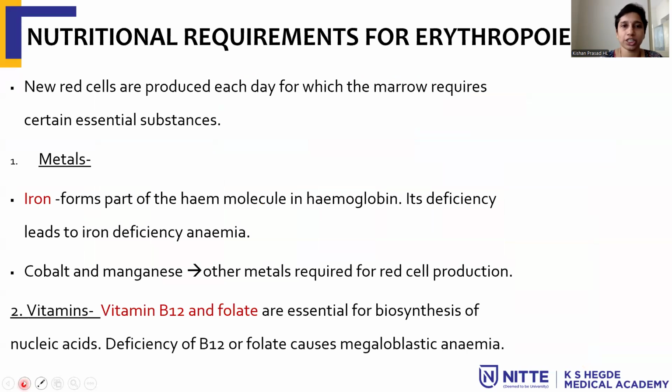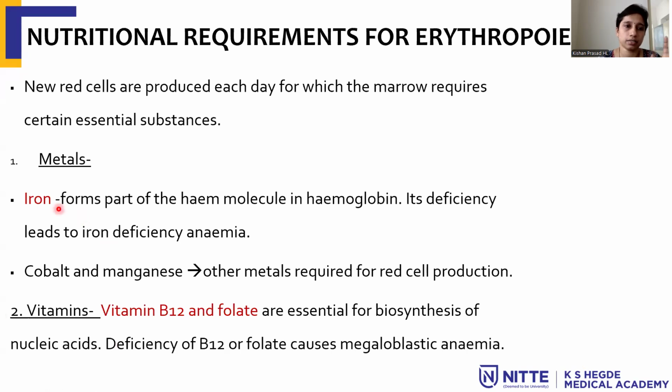So coming to nutritional anemia, what is nutritional anemia? These are anemias because of deficiency in various factors which are very essential for production of new RBCs. We have three types of nutrients which are required for RBC synthesis: metals, vitamins, and amino acid or protein. Among metals, iron, cobalt, and manganese are required for red cell production.